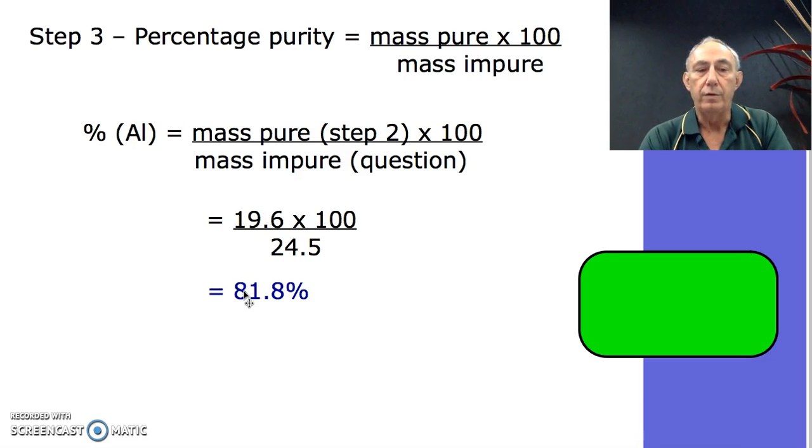So, summarizing, you cannot convert impure samples directly into moles. Somewhere in the question there will be something that is pure that you can calculate the moles of. You use your equation, you work out your moles, and then from that you can work out the mass of the pure substance in that impure sample and then turn it into a percentage purity.